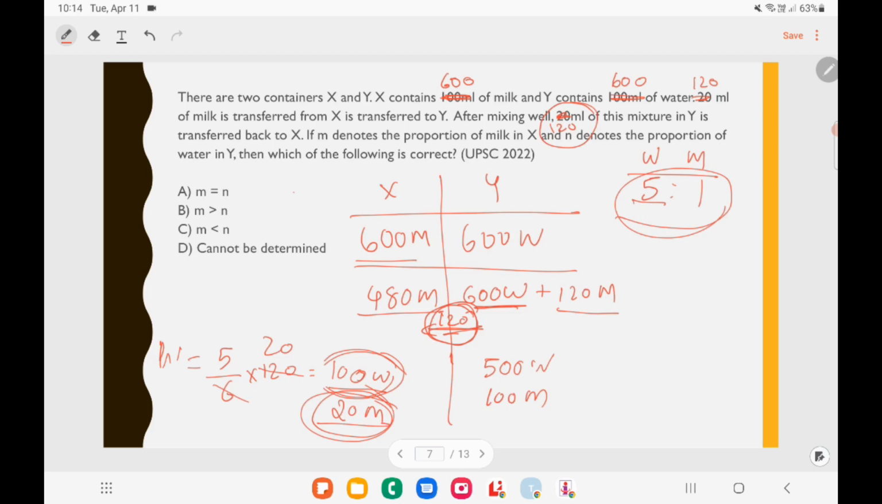Now you are adding 20 milk to it. So it is becoming 500 milk. And 100 water is adding. 100 water. See, the calculations were so easy. Earlier there were so many fractions. Here calculation is actually very easy.